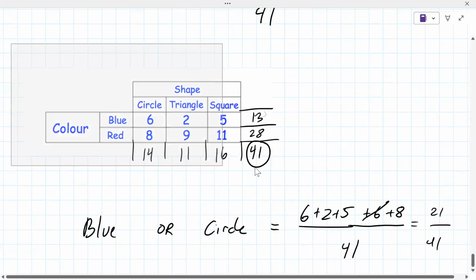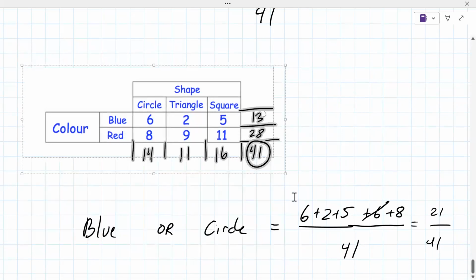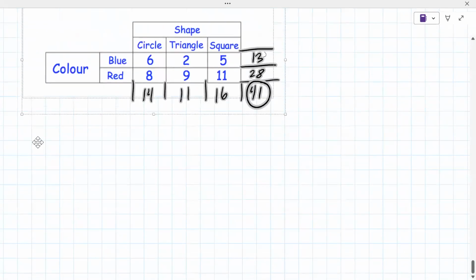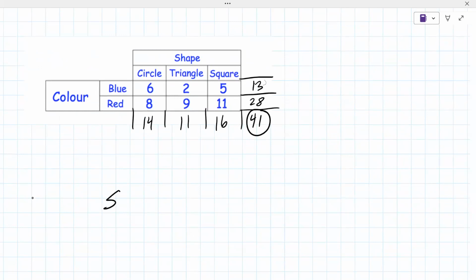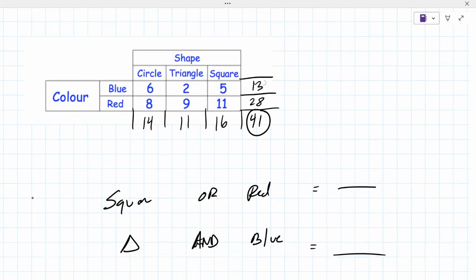Okay, so I'll give you two here to try on your own. Square or red, triangle, and blue. So these are two separate problems. All right, sounds good. Square and red.